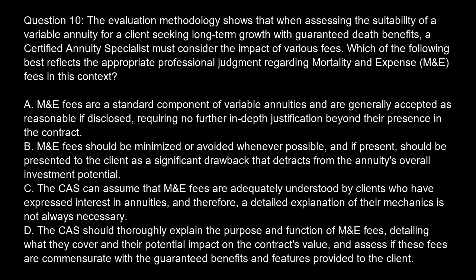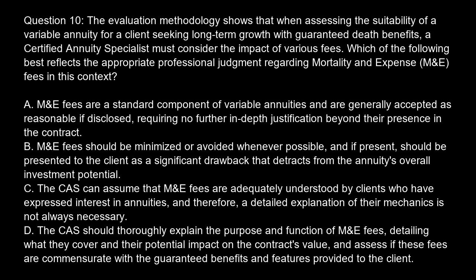Option A. M&E fees are a standard component of variable annuities and are generally accepted as reasonable if disclosed, requiring no further in-depth justification beyond their presence in the contract. Option B. M&E fees should be minimized or avoided whenever possible, and if present, should be presented to the client as a significant drawback that detracts from the annuity's overall investment potential. Option C. The CAS can assume that M&E fees are adequately understood by clients who have expressed interest in annuities, and therefore, a detailed explanation of their mechanics is not always necessary.